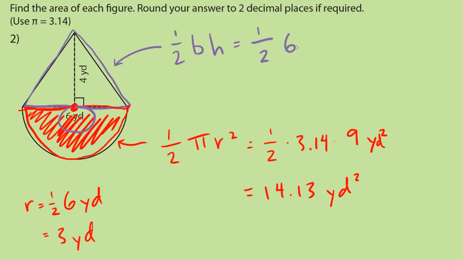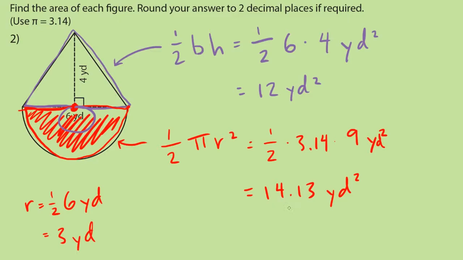I know that 9 times 3.14 is the first thing that I do. So 9 times 3.14 is equal to 28.26. And remember, I'm going to cut that in half, so I'll do all that divided by 2. That's equal to 14.13. So let's write that down.